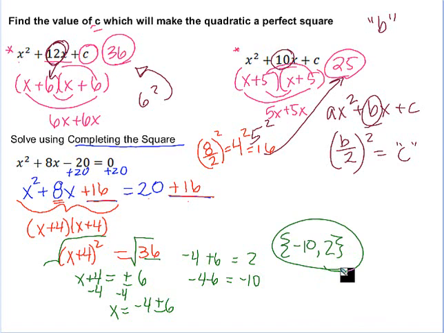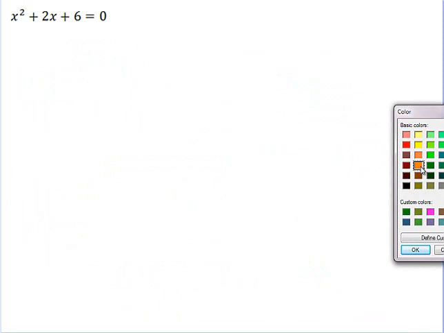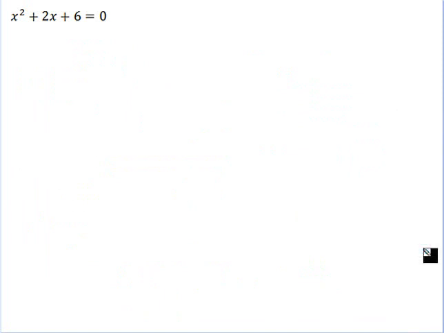We're going to do another example. This time we have x squared plus 2x plus 6 equals 0. So we're going to complete the square. So first we want just the x squared and the x alone. So x squared plus 2x, leave an empty spot. We subtracted the 6 over, so equals negative 6.